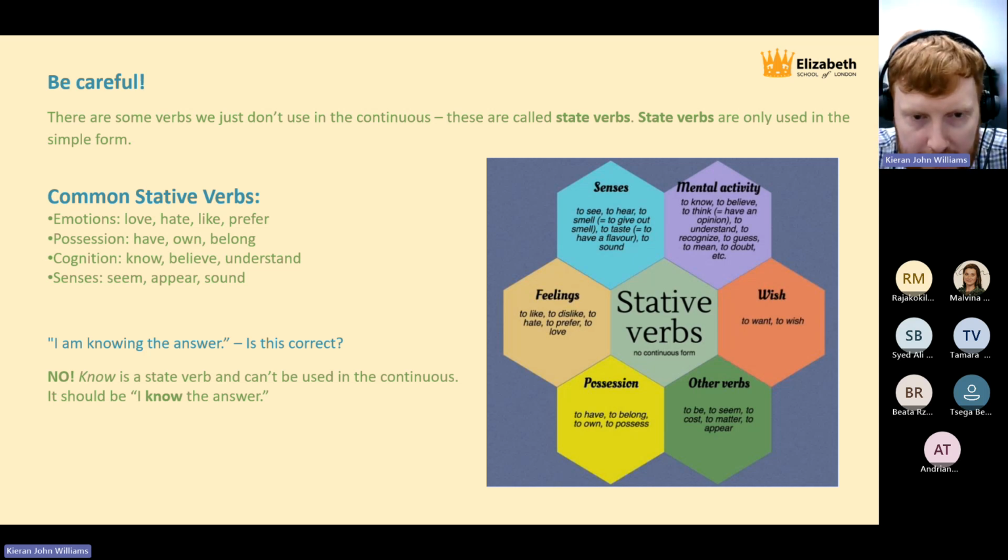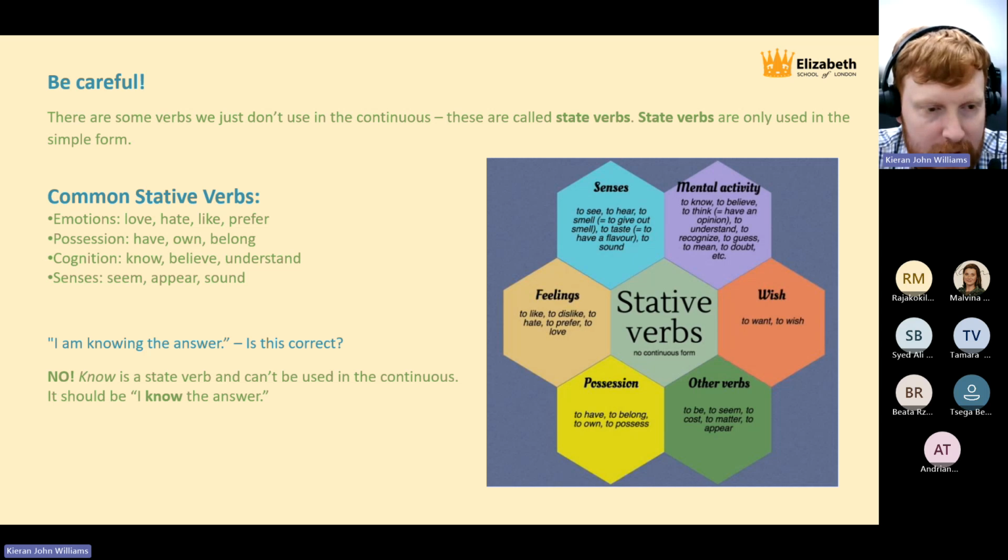Okay, so we got some on the left, we got some on the right. Now, these are verbs that generally you can't see the action, you can't see any movement. It's probably inside the head. So we have the emotions like love, hate, like, prefer. You have the possessions like I have, I own something, I belong. You can have cognition, so you know, believe, or understand something. And then for the senses, something seems, appears, or sounds.